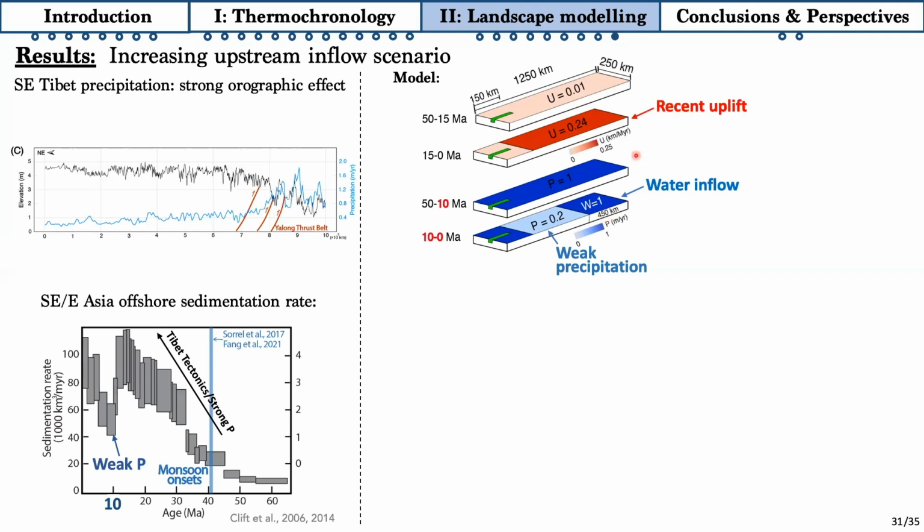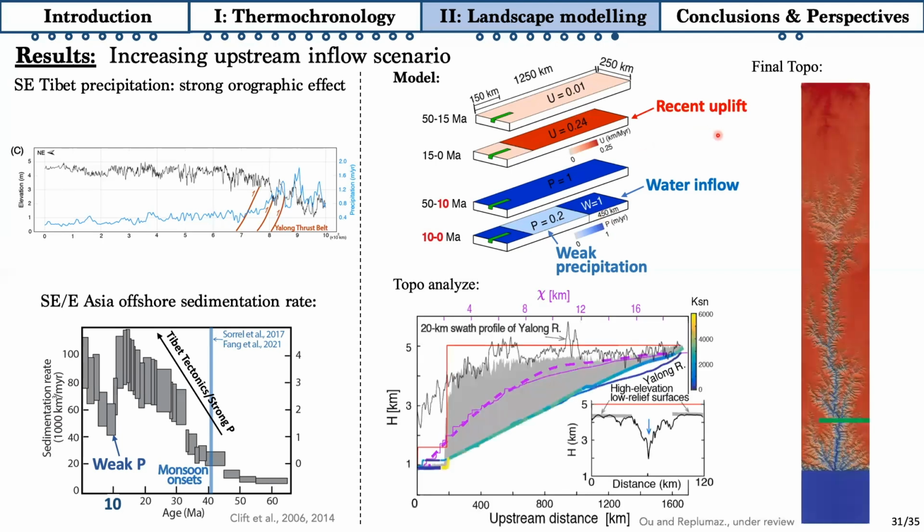And by combining our strong recent uplift in our final model, our results show that we can quite satisfyingly reproduce the topography of our study zone, which means we have a low relief, not really incised upstream, and a middle stream with large, deeply incised river gorges, as we can see on this cross section, positioned by this green line. And as we can also see on the thrust profile along the Yangtze River.